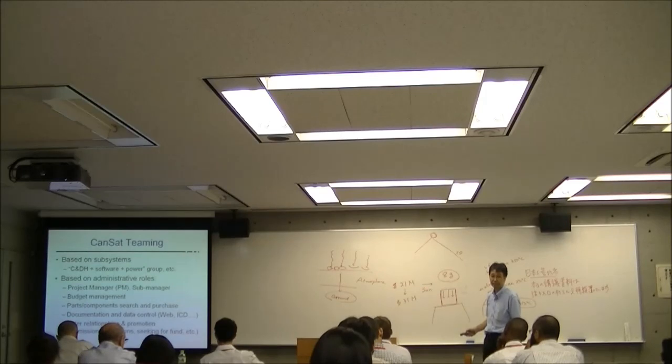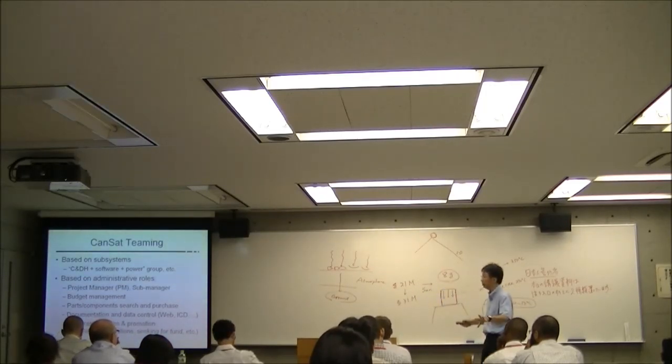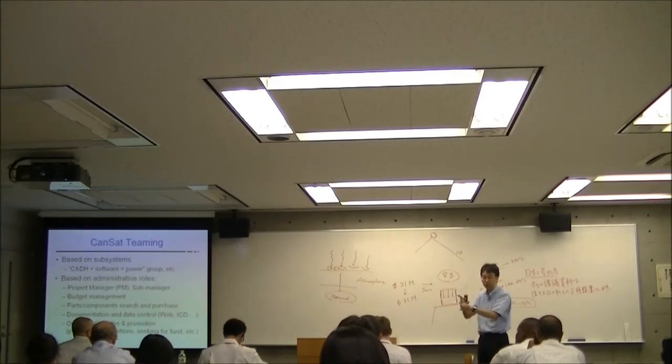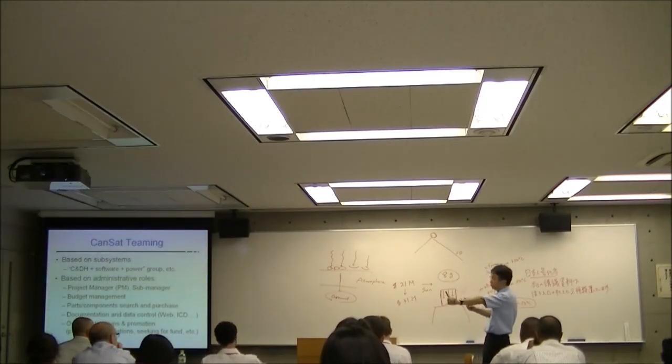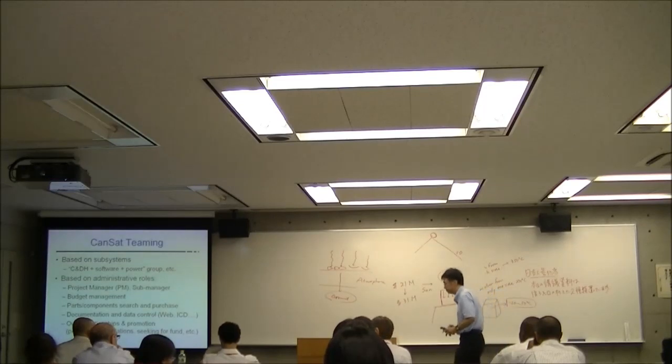Please do that. In this way, you should assign your students on two axes. One is a subsystem, and the other is an administrative role, and the person should do both. For example, a person will do CDH software coding, and also the project management. So the same person will do two things: one is subsystem design and development, and the other is research. In this way, please make a team of your students.